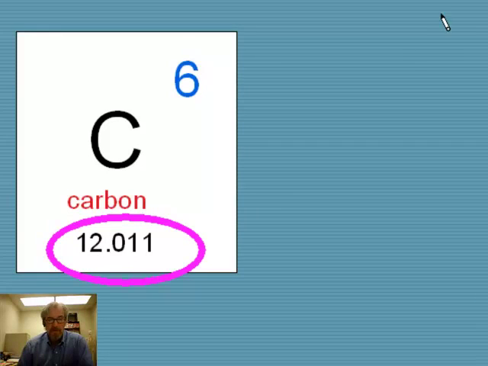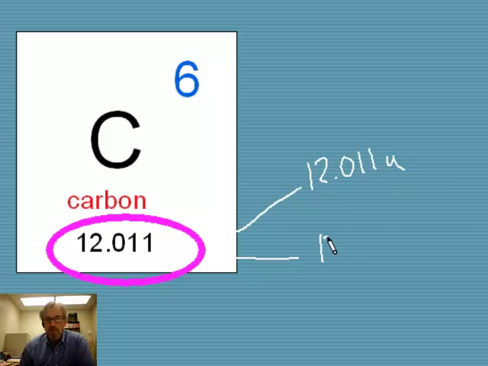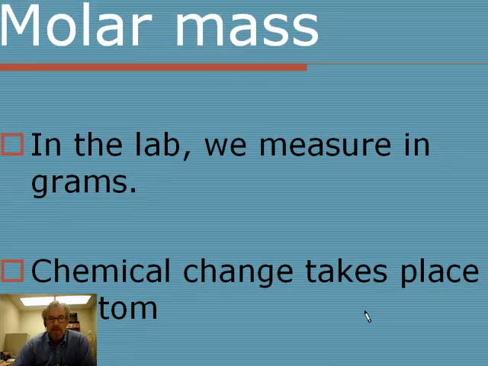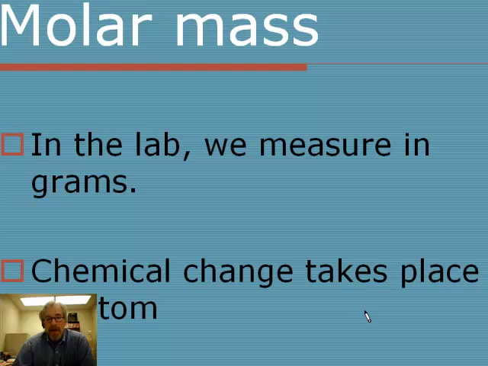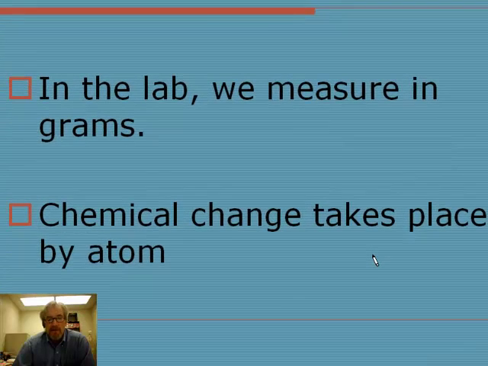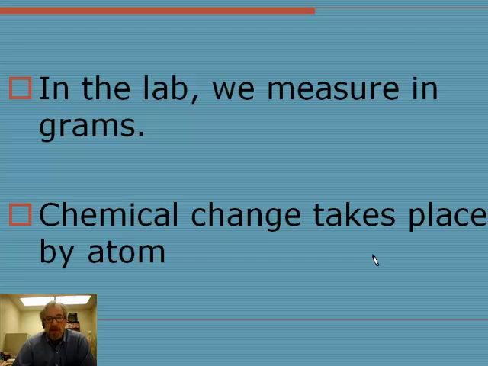Or for carbon, 1 atom has a mass of 12.011 U's. 1 mole has a mass of 12.011 grams. In the lab or in the field, when we practically measure things, we measure them in grams or something related to grams. But chemical change takes place atom by atom, or we can say mole by mole. So grams is a unit of mass that we use for weighing things, but moles or atoms is a unit of how things actually occur in nature chemically.